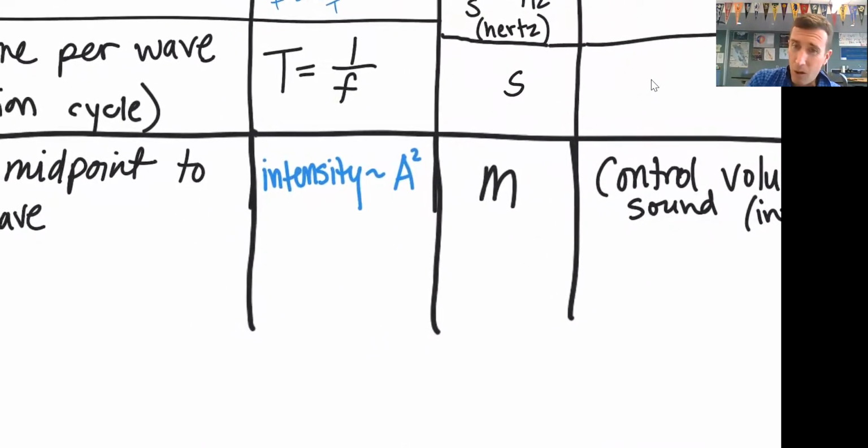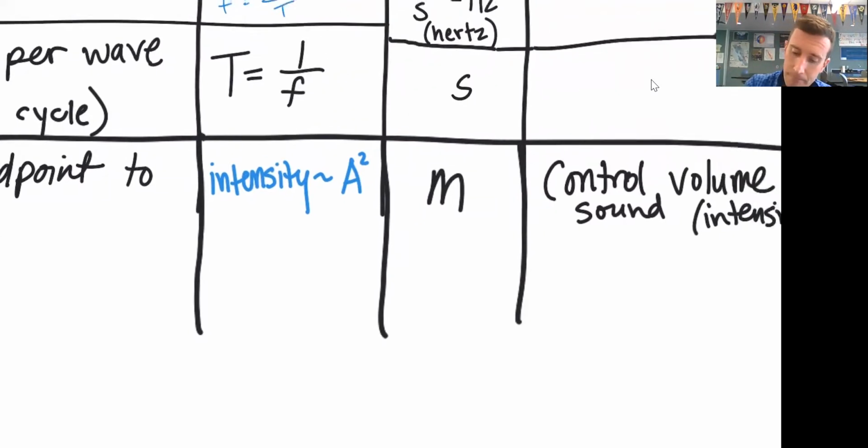I'm not really going to give an equation for this one, but I am going to note that intensity is directly proportional to the amplitude of the wave squared. So if you take the amplitude of the wave and square it, that would give you a measure of how intense that wave energy is. Because it's a distance or a height, we would use the unit of meters, m.